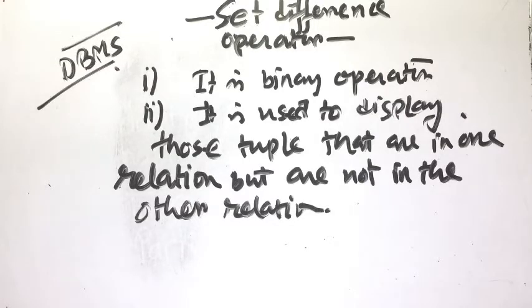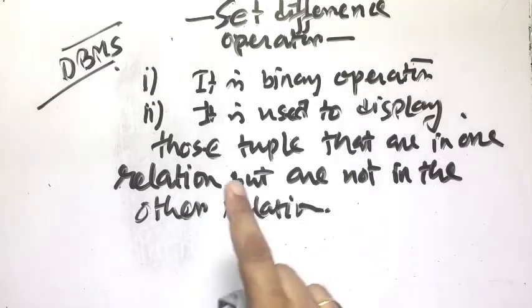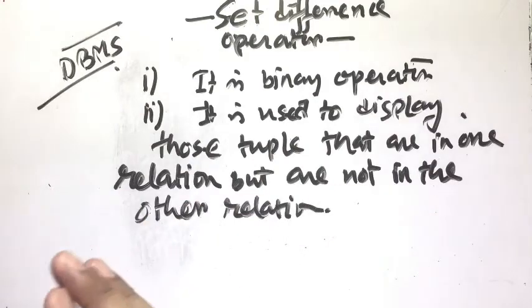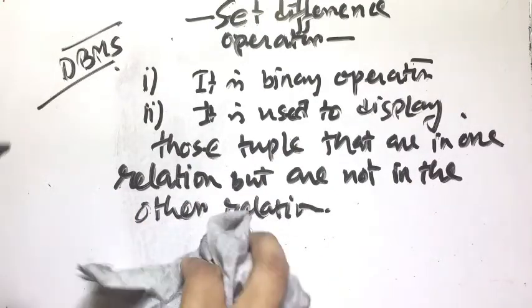So it is a binary operator because it requires two tables. It is used to display those tuples that are in one and not in the other, means difference from one to another.